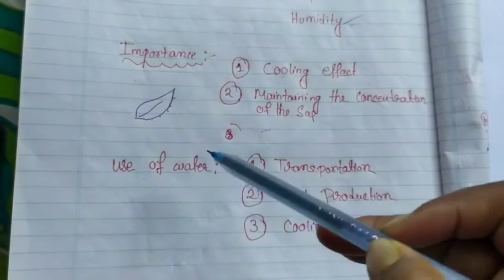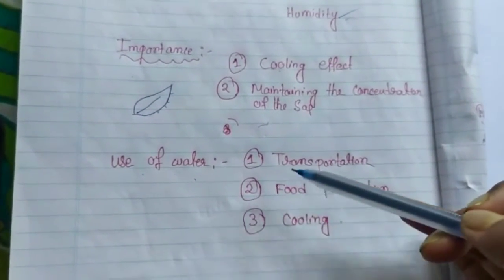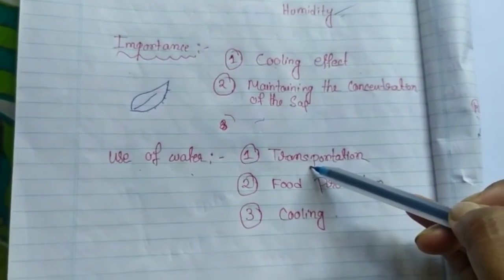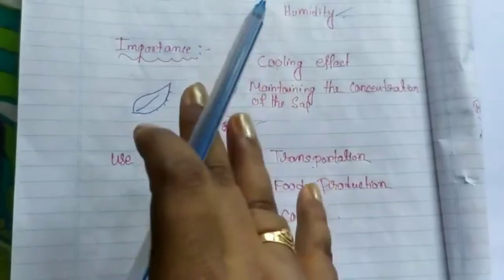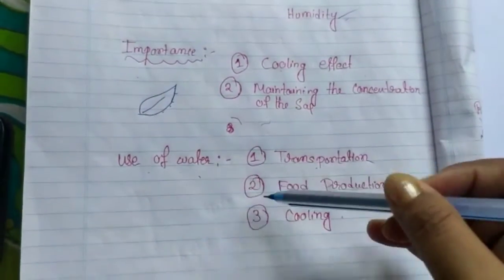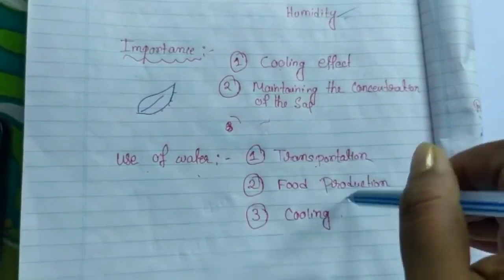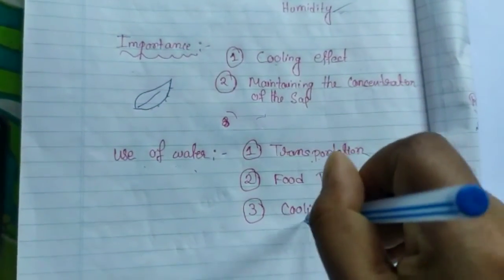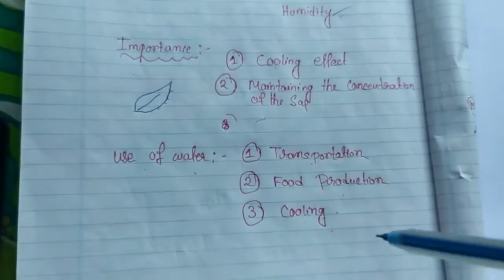Next is the use of water in plants. Why do plants need water? First one is for transportation. We already know water in the plant body transports substances in solution from one part to another. Another one is food production. For production of food, the plant needs water. Another one is cooling. Water produces a cooling effect by the process of evaporation.